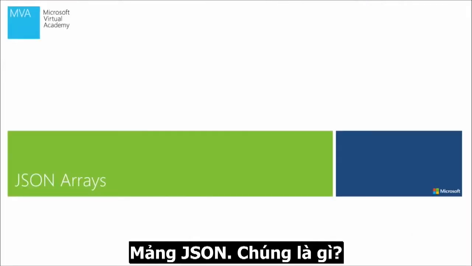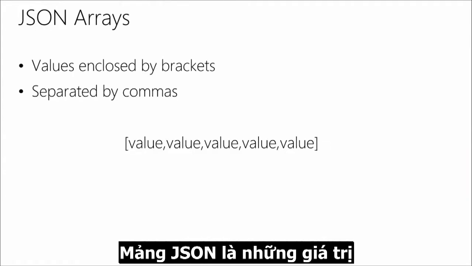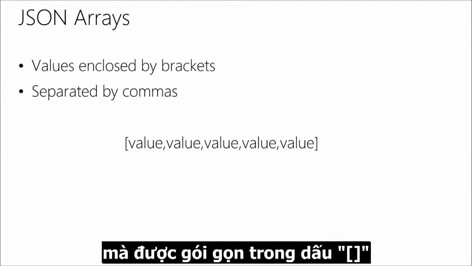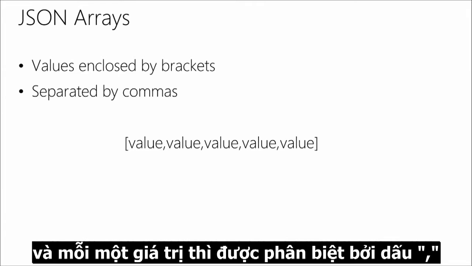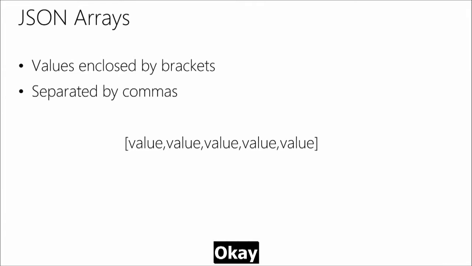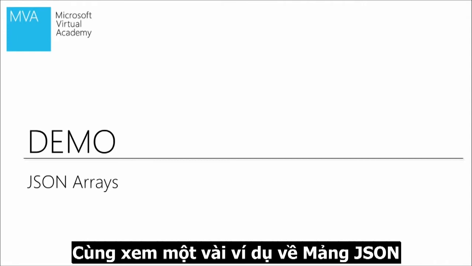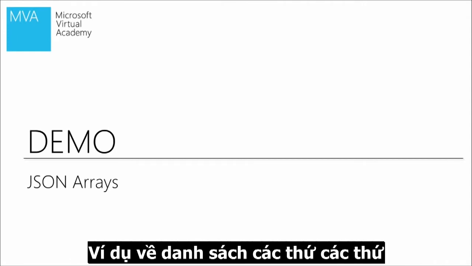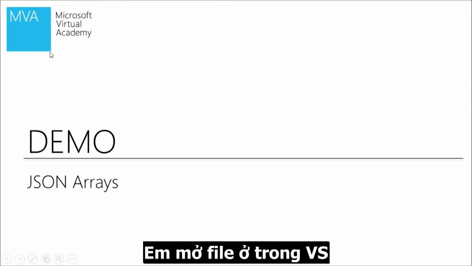So JSON arrays, what are they? JSON arrays are values that are enclosed by brackets, and each value is separated by a comma. OK. It's a bit easier than objects because it's just a list of things. So let's go see some examples of JSON arrays, examples of lists of things.